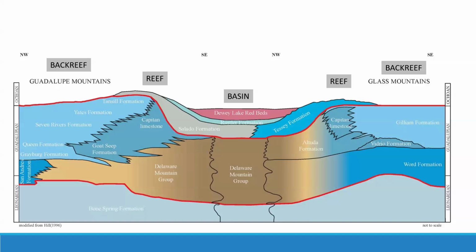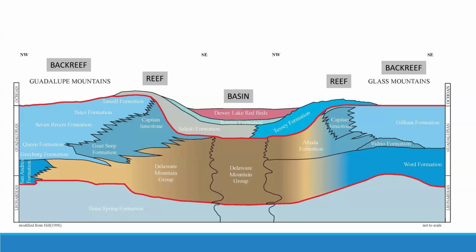But here you have the reef zone, which you have Capitan limestone, Goat Seep. These are the names that you find over by the Guadalupe Mountains. And then the Tansill, Yates, Seven Rivers, Queens, and so forth kind of grade into that. So where this really stops and begins isn't defined, because it's weakly defined.